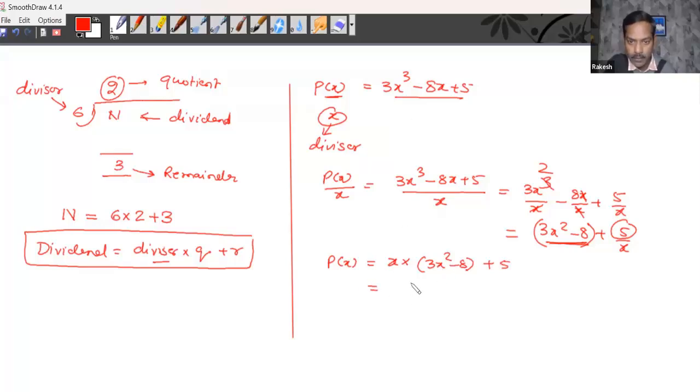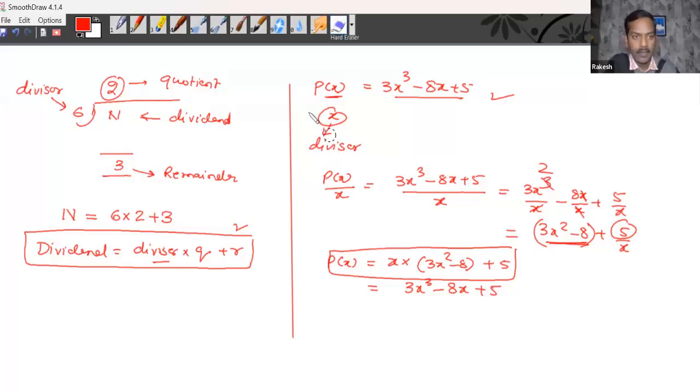So here x is multiplied with this, we'll be getting 3x cubed minus 8x plus 5. Yes, we are getting it. That means this method also works for the polynomial, right? So right now I have taken a very simple divisor, which is x. If the divisor is a bit more complicated polynomial than x itself, will this method still work? And in that case, how do we proceed with the division?